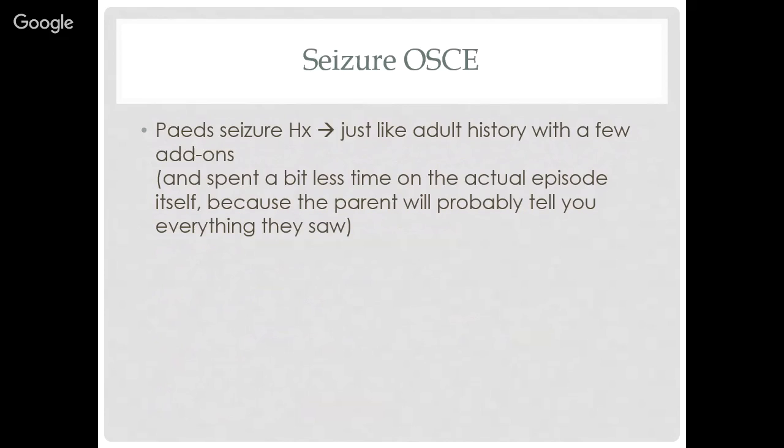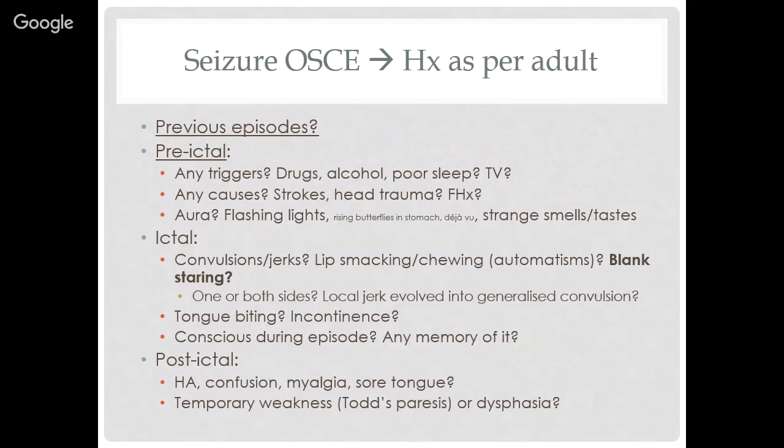And usually there's going to be a parent who saw it. So different from adults, when you don't know what happened, usually the parents can give you a pretty good idea of what happened. Maybe they'll even bring a video into the station. I think that's pretty unlikely, but it's possible. So first thing with any seizure OSCE: has this ever happened before? That's really important because if it's an afebrile seizure, multiple episodes will make you think epilepsy. If it's a febrile convulsion and it's happened every time they've had a fever, that just makes your diagnosis more likely. Before the seizure, were there any triggers?